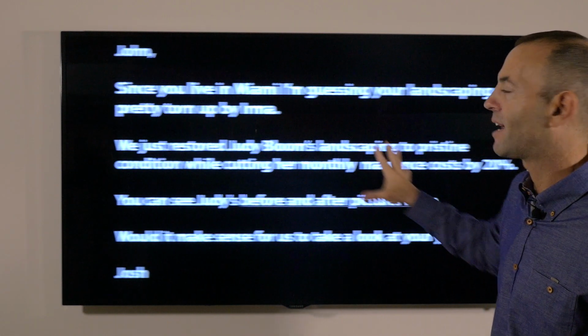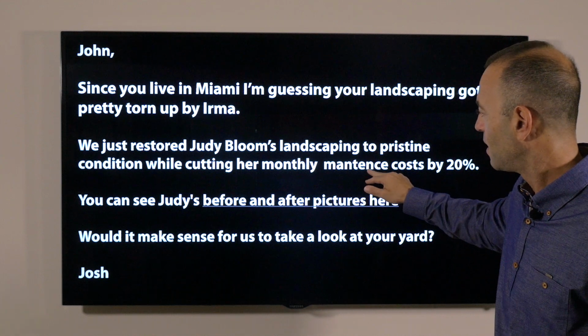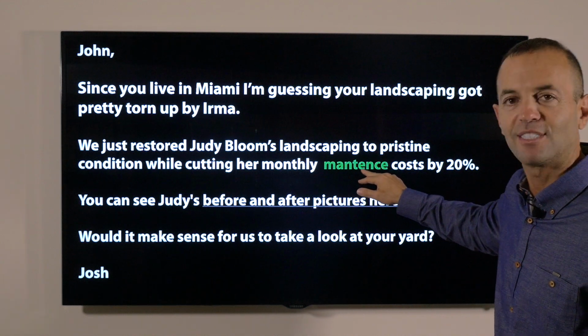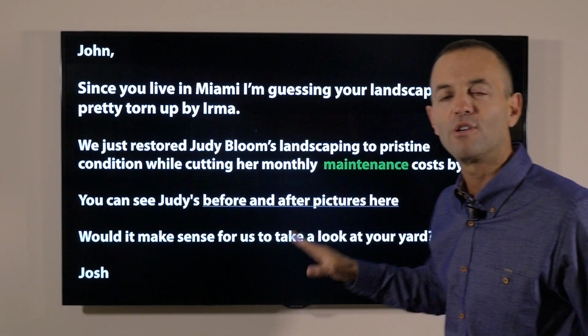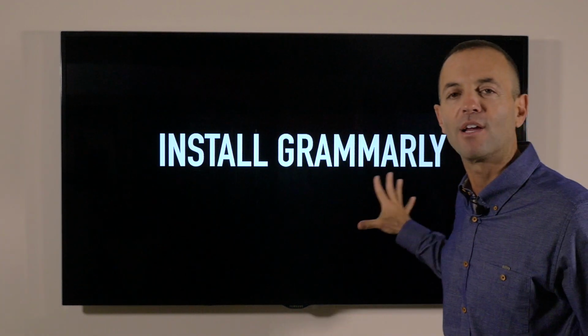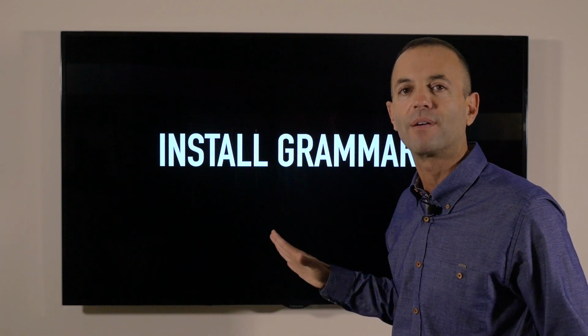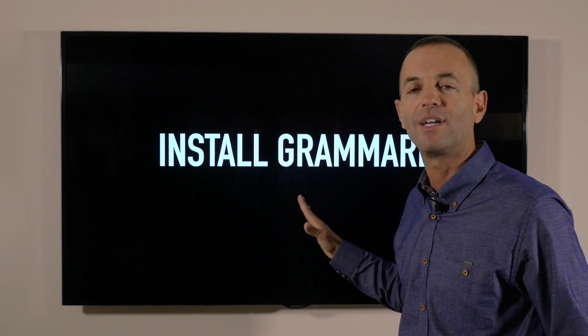Final tip, take a look at this. Notice anything wrong? Right over here, there's a typo. Maintenance instead of maintenance. No typos, no grammar mistakes. I want you to install a free tool called Grammarly. Once it's installed, it'll make sure that your emails are error-free. So those are your 3 tips.